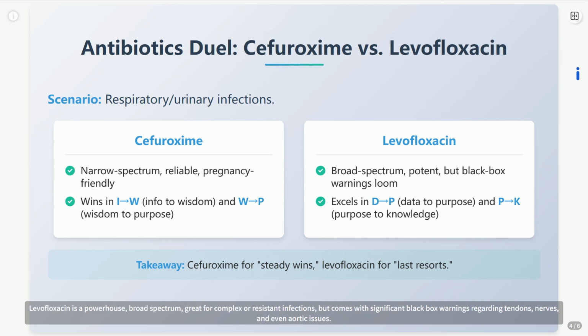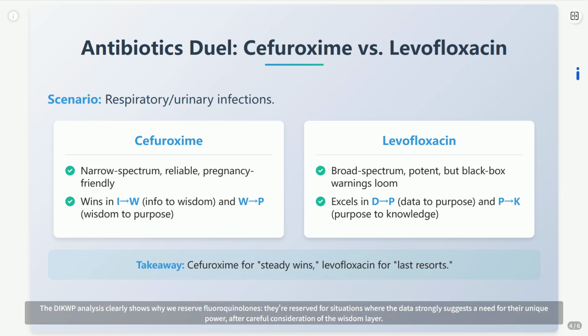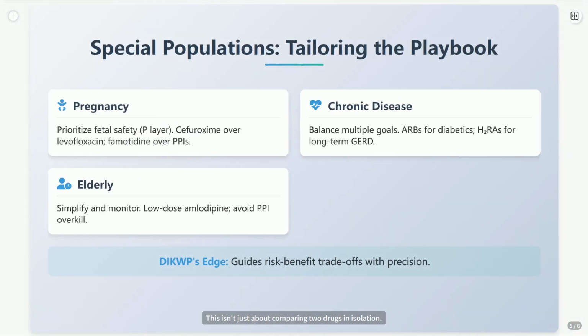Levofloxacin is a powerhouse, broad spectrum, great for complex or resistant infections, but comes with significant black box warnings regarding tendons, nerves, and even aortic issues. It scores high in data to purpose, D to P, due to its wide reach, but lower in wisdom-related paths because of those risks. The DIKWP analysis clearly shows why we reserve fluoroquinolones. They're reserved for situations where the data strongly suggests a need for their unique power after careful consideration of the wisdom layer.